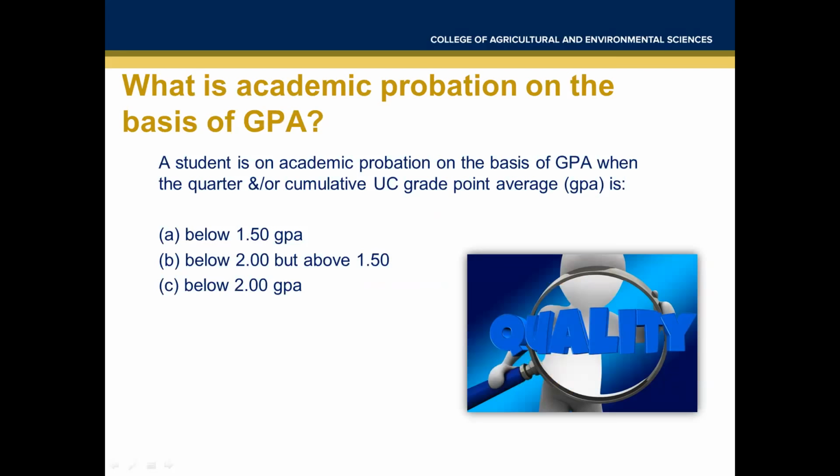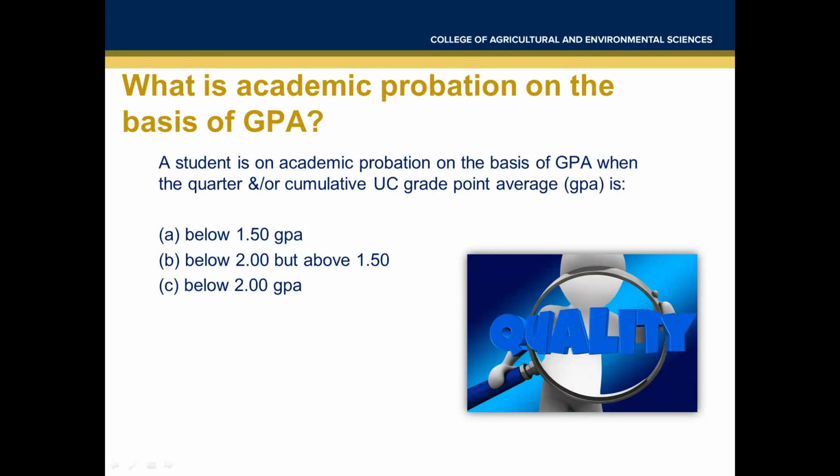A student is on academic probation on the basis of GPA when the quarter and/or cumulative UC grade point average, or GPA, is A, below 1.5 GPA, B, below 2.0 but above a 1.5 GPA, or C, below a 2.0 GPA. I'm just going to give you a couple seconds to finish up.